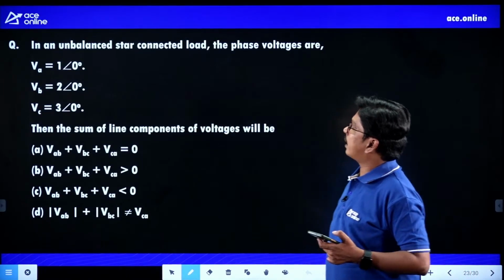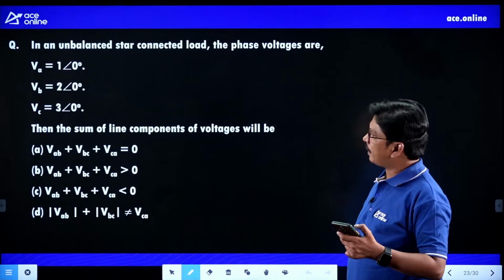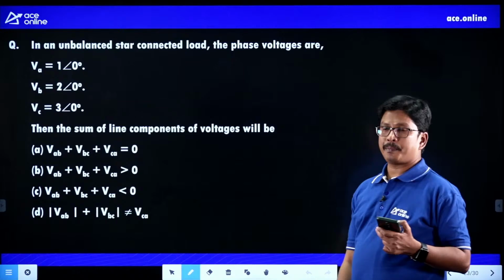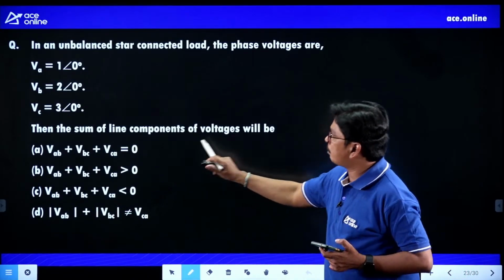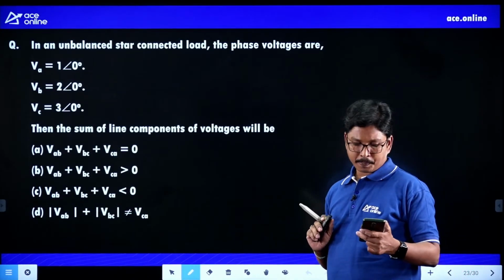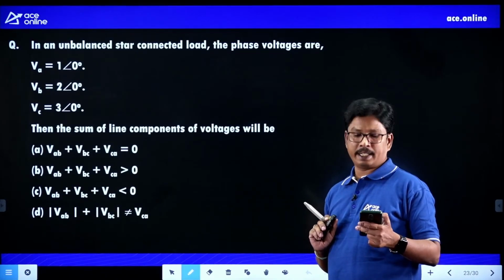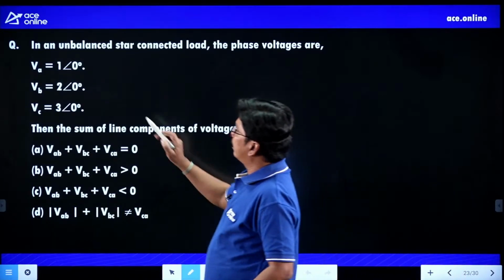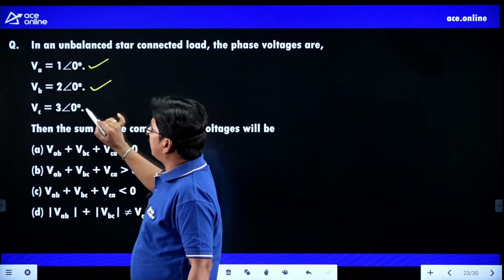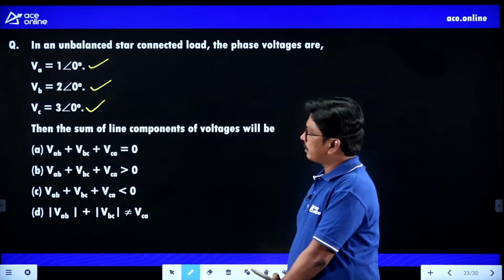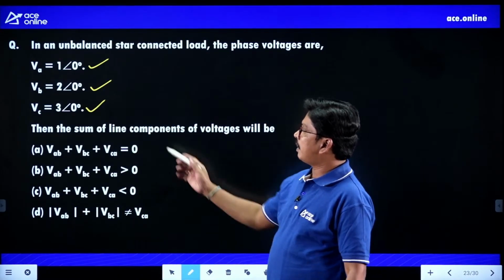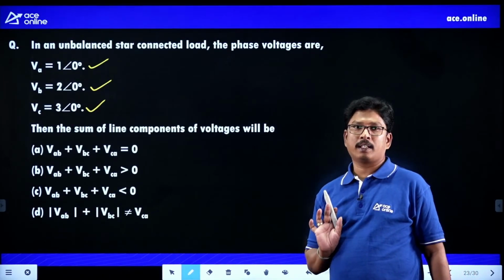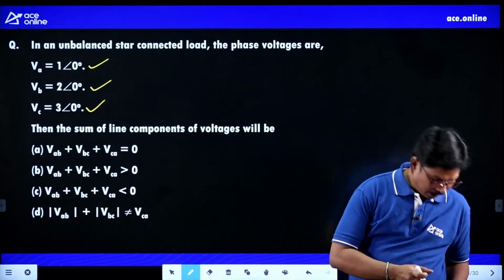In an unbalanced star connected load, the phase voltages are given. Then they are asking, what about the sum of the line components of the voltages? The unbalanced phase voltages VA, VB, VC are given. These are the phase voltages in an unbalanced system. Then what about the sum of the line components of the voltages? Can you tell me the answer?